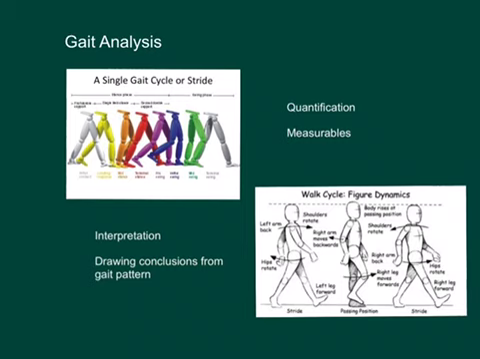A common example of movement analysis would be gait analysis, and that's just looking at somebody walking. So if we're looking at their gait cycle, one way you could look at it is quantification, meaning that you're measuring the stride length, the angles of the joints. Those are all measurable. So quantification is one way we can do that. Also interpretation, we're looking at the walking pattern itself and making conclusions through those observations.